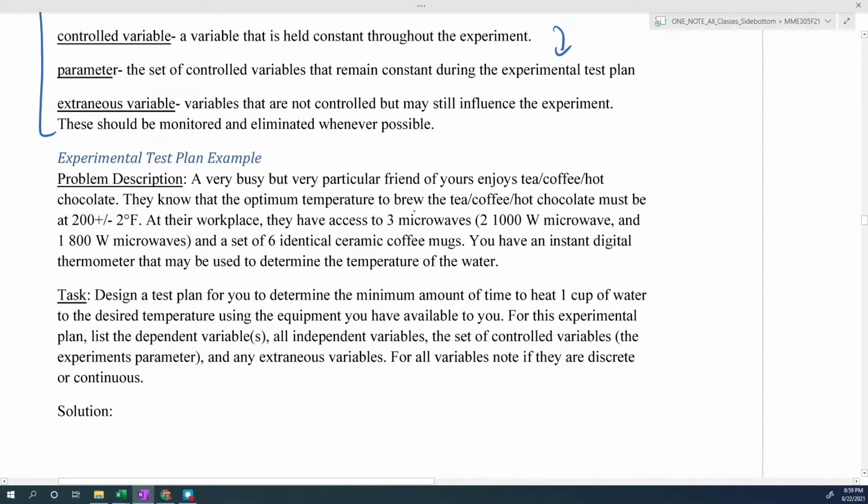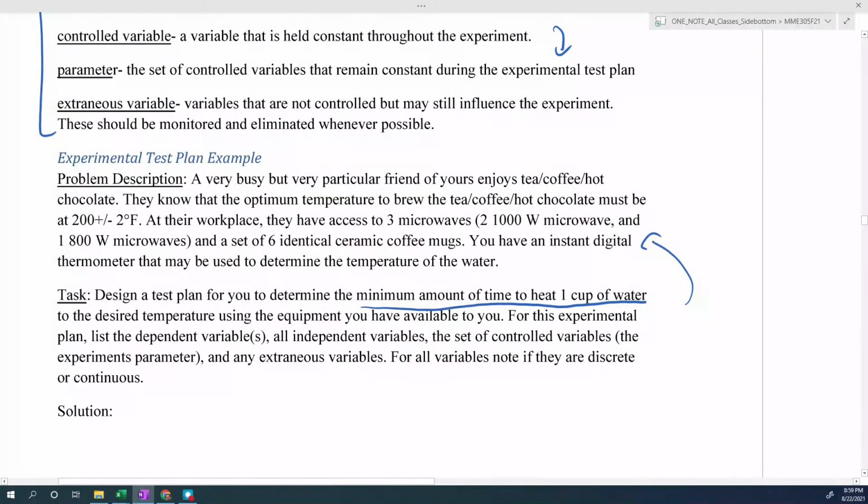So you want to do an experiment. You want to minimize the amount of time to heat exactly 1 cup of water to the desired temperature using the equipment you have, basically the equipment that's available to your friend at work. For this experiment, you want to list the dependent variables, all the independent variables, a set of control variables, and any extraneous variables. For all variables, note if they are discrete or continuous.